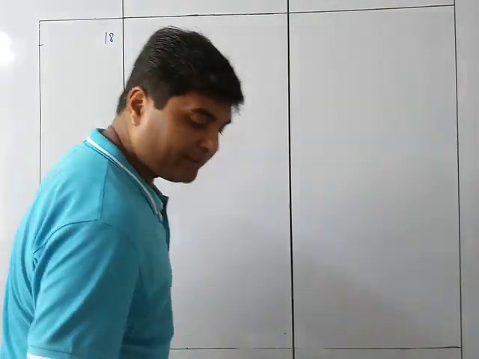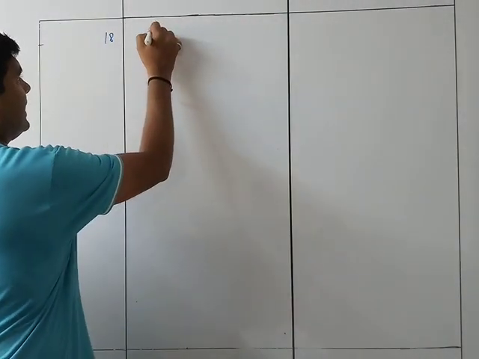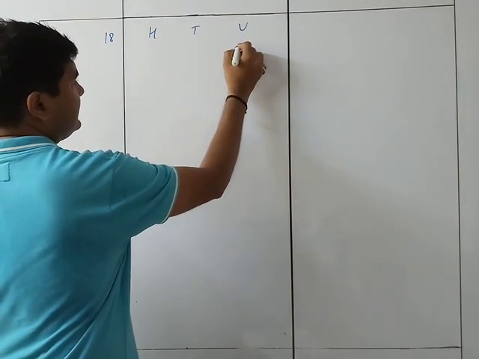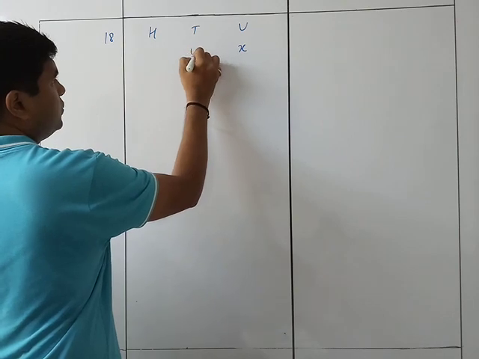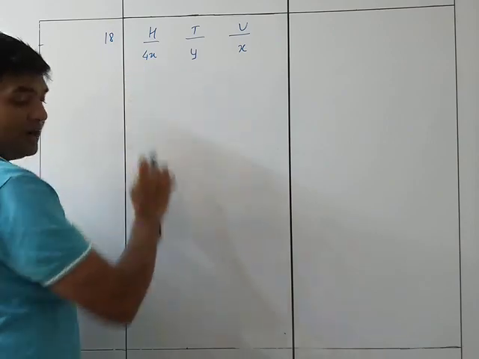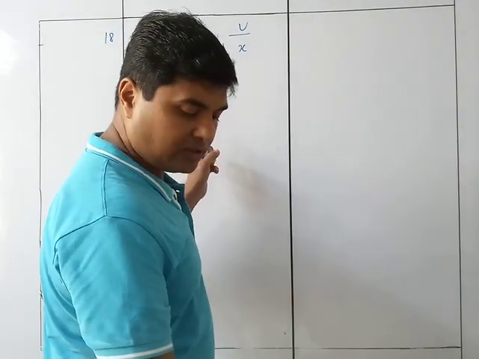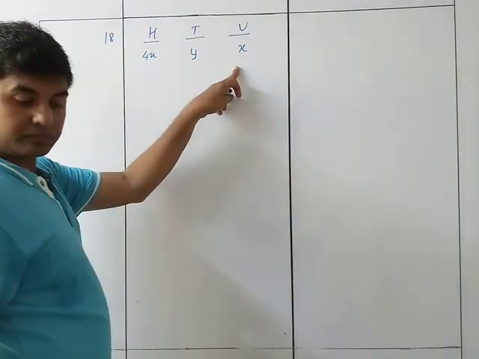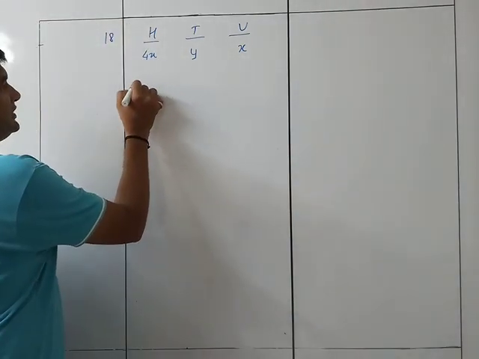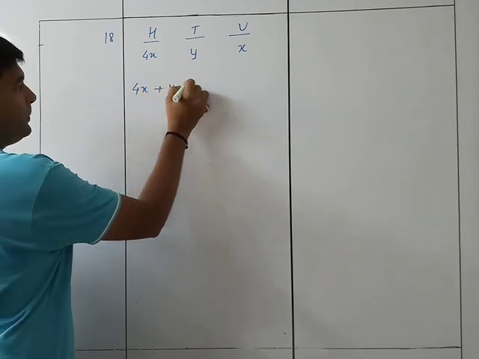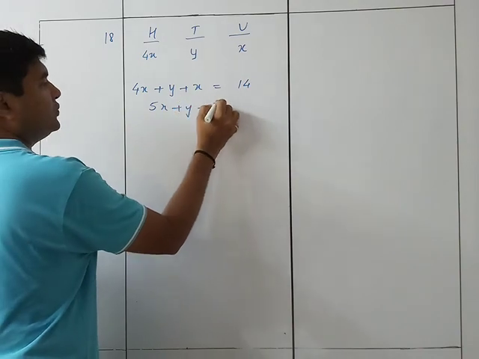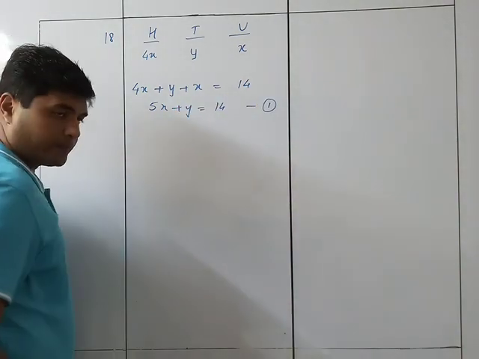So hundreds digit is 4 times the unit digit. So let's say that this is hundreds, this is tens, and this is units. If the units is, let's say, x, this is y, then this is 4x, because it is given that the hundreds digit is 4 times the units digit. Is it clear? And the sum of the 3 digits is 14. That means first equation is 4x plus y plus x is equals to 14. So it is 5x plus y is equals to 14 as my first equation.